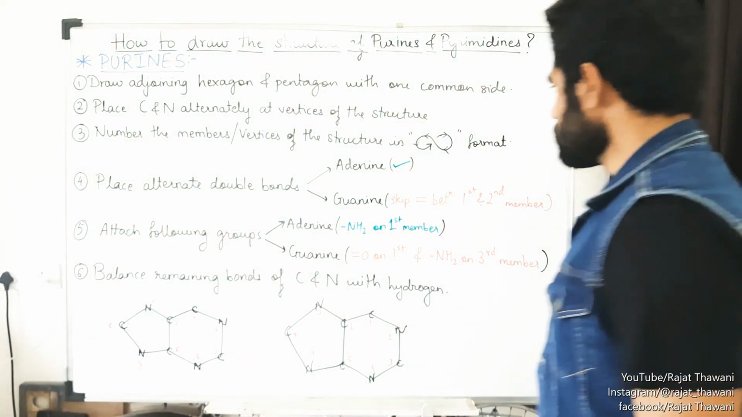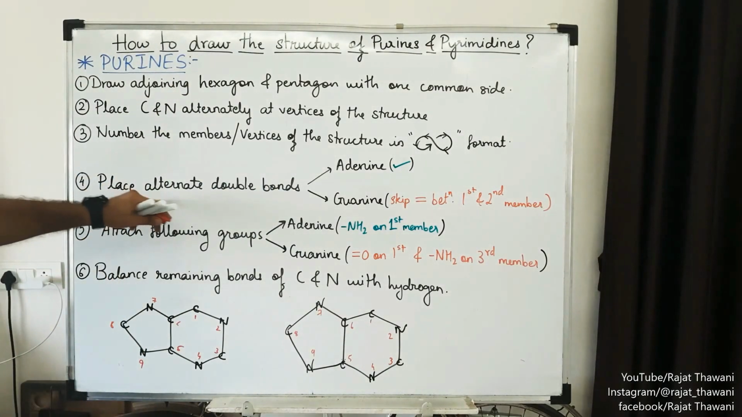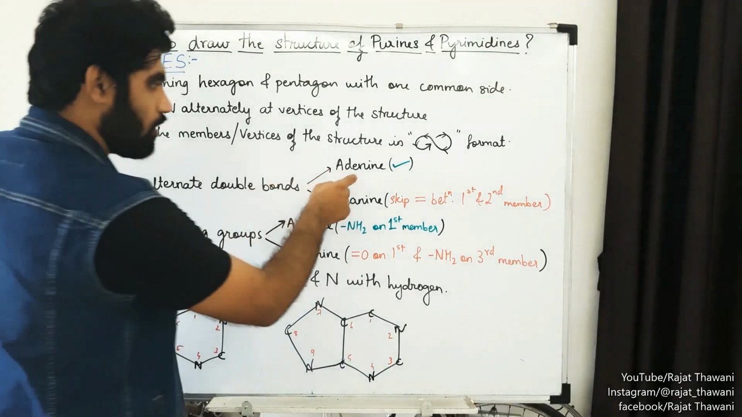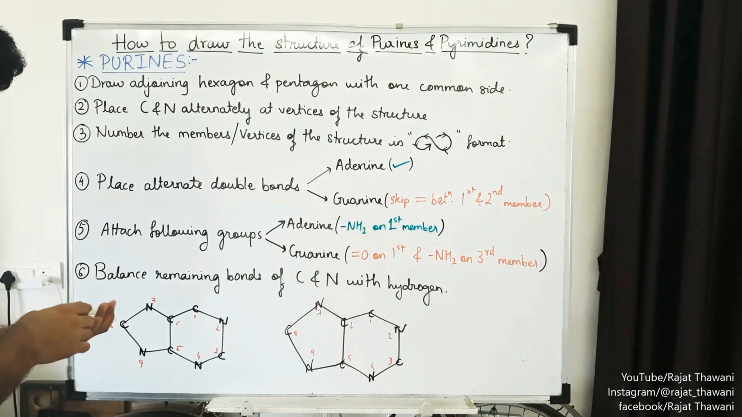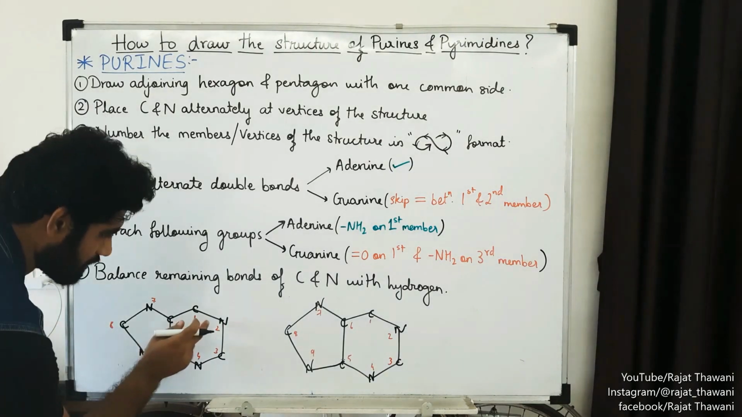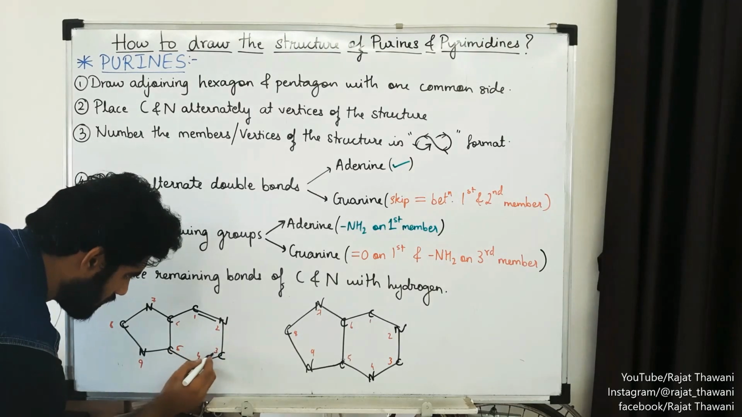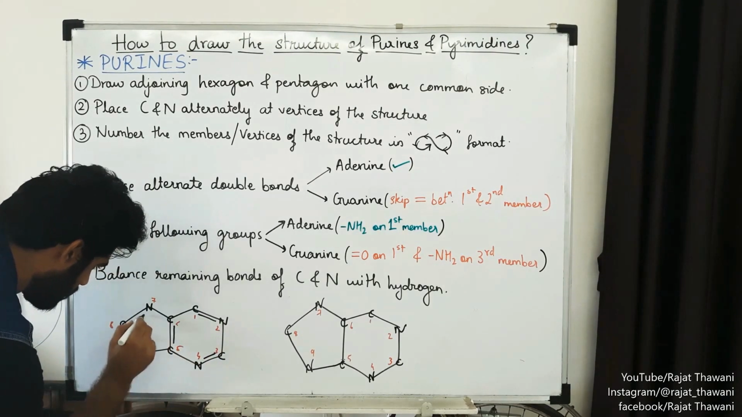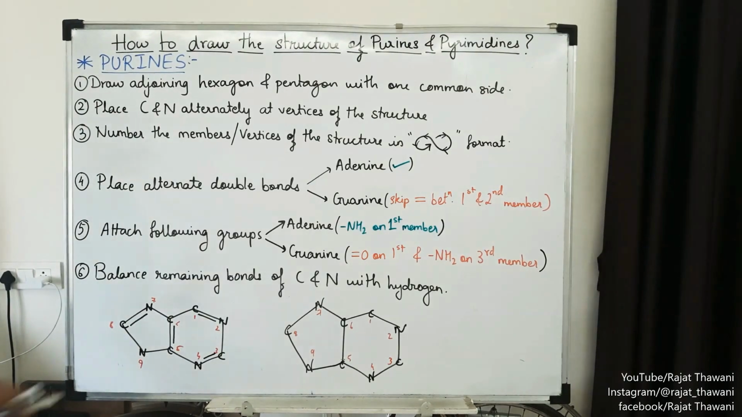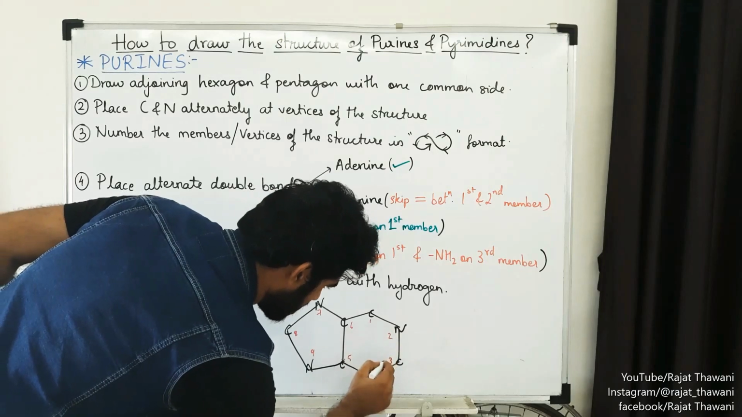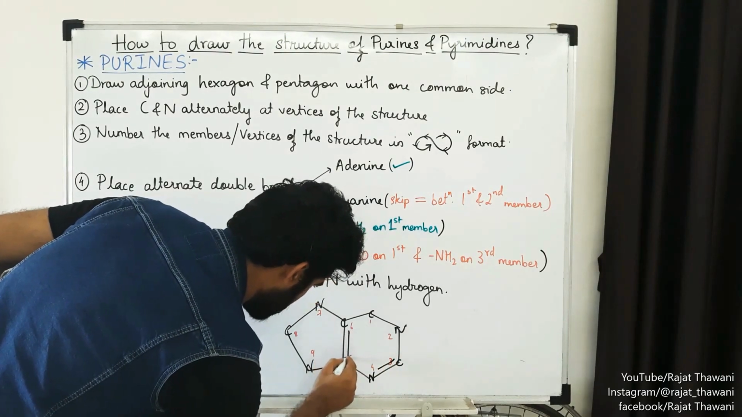Then, next, place alternate double bonds. It's common for both of them, but I have mentioned here that for adenine all the alternate double bonds have to be present. The alternate double bonds will start from between 1 and 2. I'll be constructing adenine, so let's draw alternate double bonds: double bond, double bond, double bond and double bond. For guanine, skip the double bond between the first and second member. All the remaining double bonds will exist, but only between the first and second member you have to skip it. So this is gone, then this double bond, and this double bond.